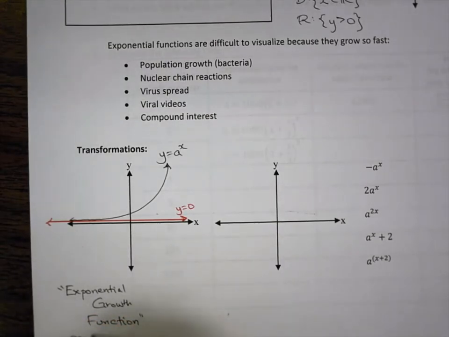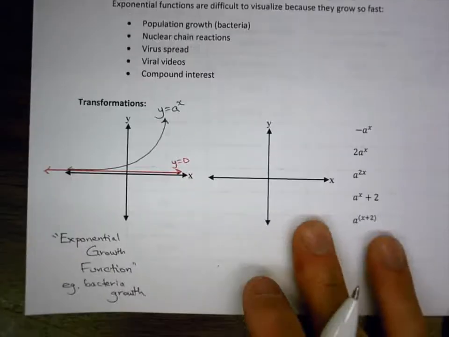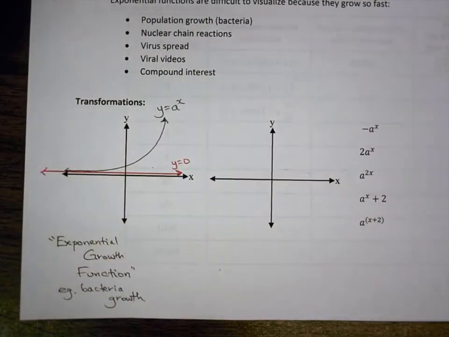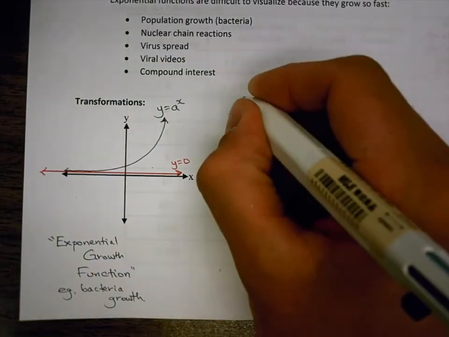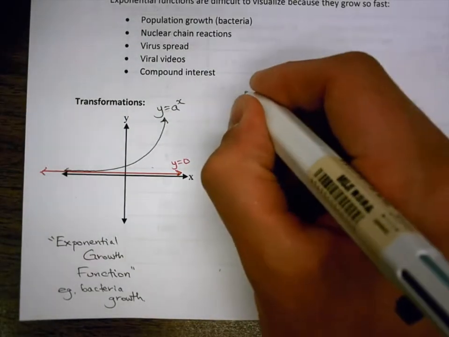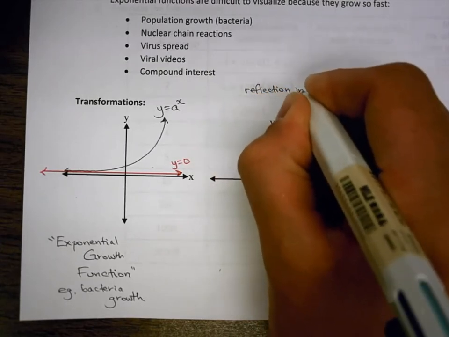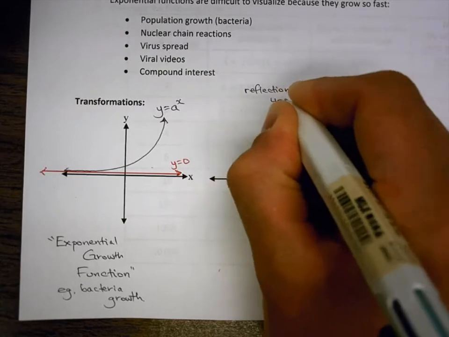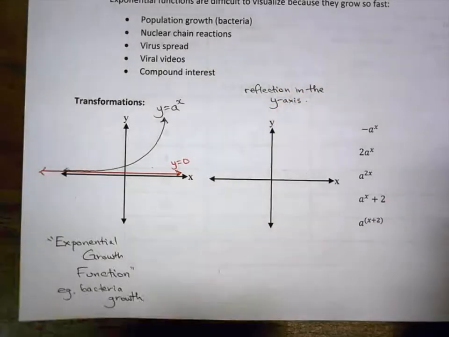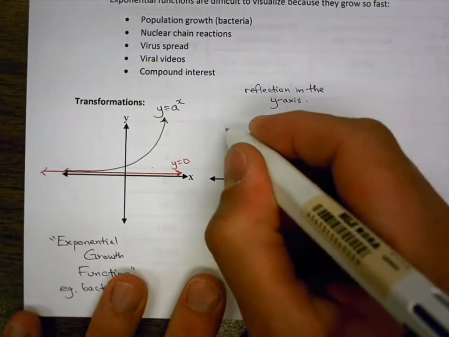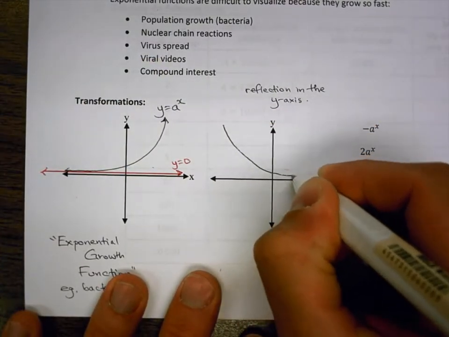For example, this is when bacteria grows. This is how a bacteria population might take off. Exponential growth, that idea of getting bigger and bigger and bigger. If I were to reflect this in the y-axis, I end up with, okay, so again, you're going to mirror this the other way around, so now it's going to look like this.